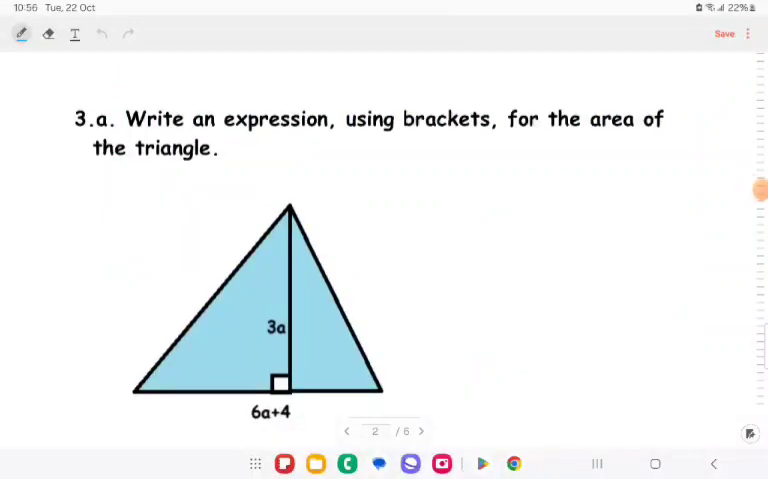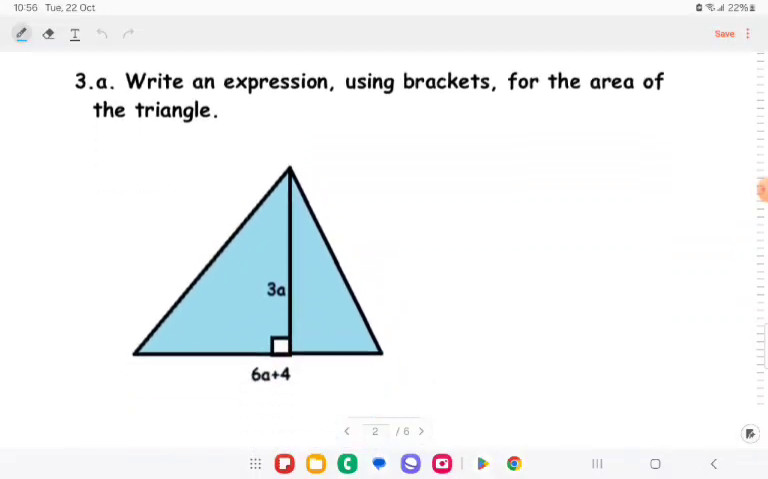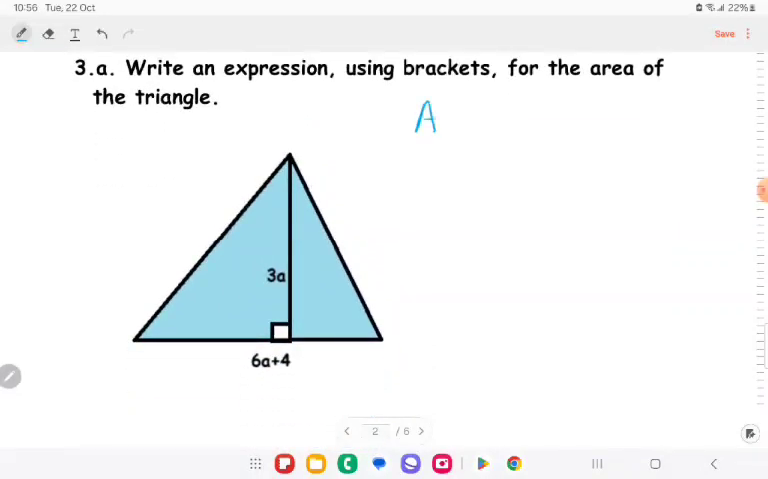Okay, children. Now let's take a look at how we can solve word problems with relation to algebraic expressions. Write an expression using brackets for the area of the triangle. Children, what is the area of a triangle? Area of a triangle is half into base into perpendicular height. Correct? That's the formula for area.